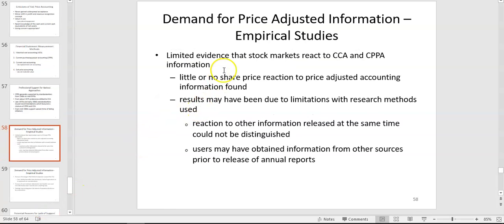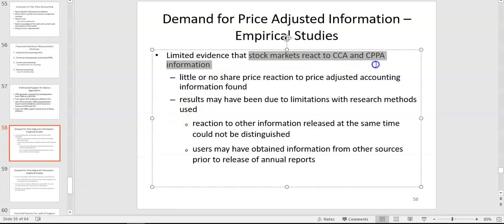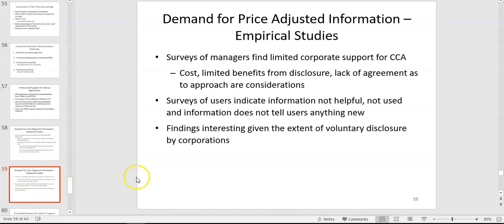Right? And there's limited evidence the stock markets reacted to either CCA or CPPA. So when you brought in this adjusted accounting information, it wasn't that they felt there was extra information given over and above historical cost accounting. And we can see from studies of historical cost accounting, markets do still find it useful. So the share price does react as accounting information becomes available. So it's not that it's completely useless, right?